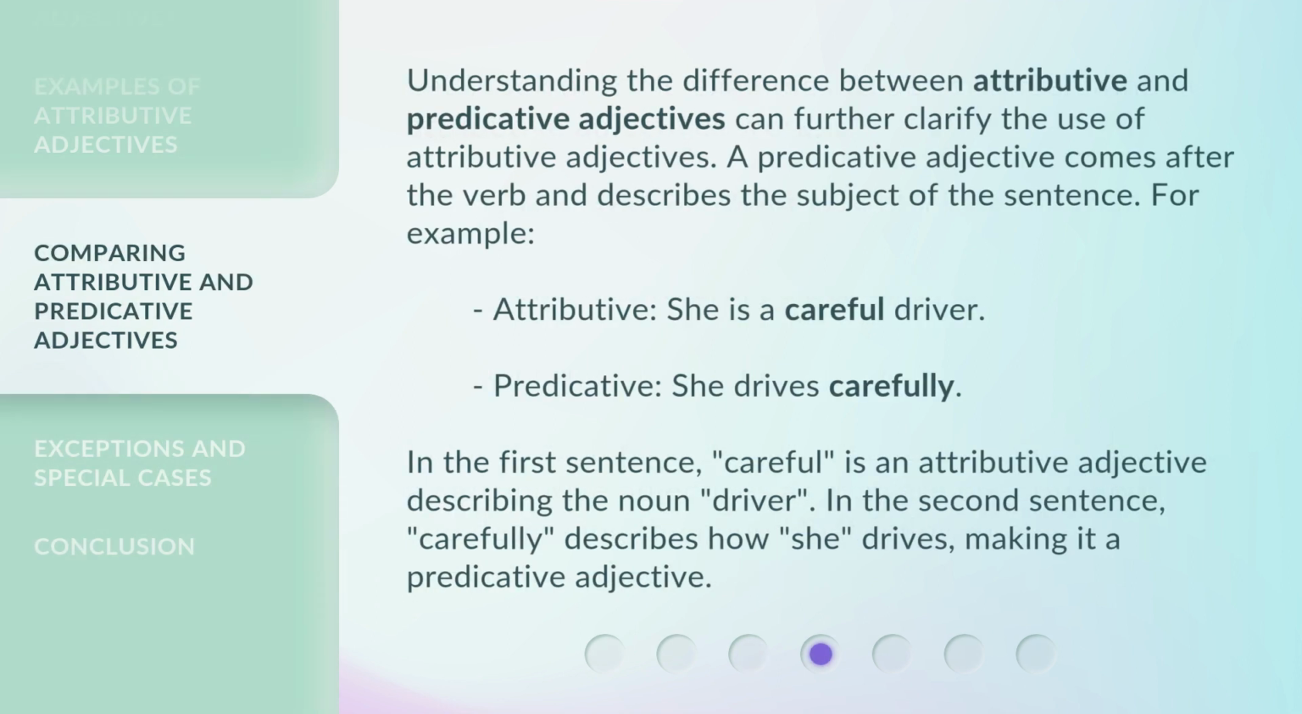Understanding the difference between attributive and predicative adjectives can further clarify the use of attributive adjectives. A predicative adjective comes after the verb and describes the subject of the sentence. For example, attributive, she is a careful driver. Predicative, she drives carefully. In the first sentence, careful is an attributive adjective describing the noun, driver. In the second sentence, carefully describes how she drives, making it a predicative adjective.